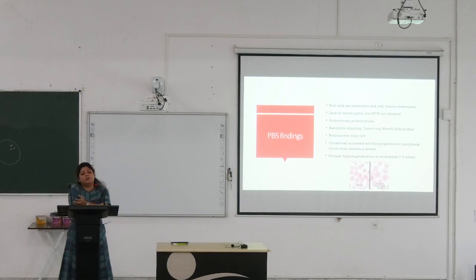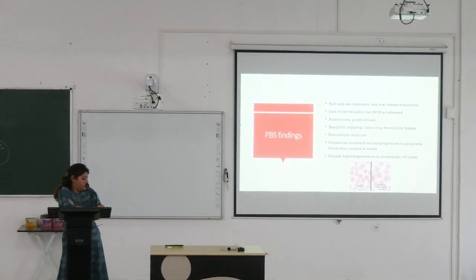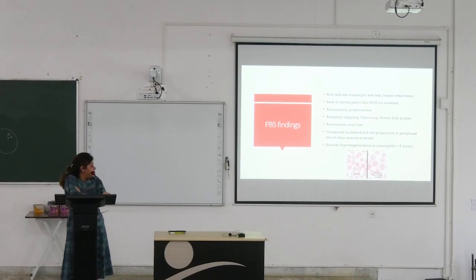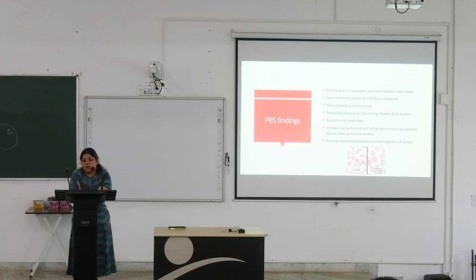Okay, apart from that, reticulocyte count will be low. Why? Why will the reticulocyte count be low? RBC production is low. Obviously, reticulocyte count is low. Okay, occasional nucleated red cell progenitors in peripheral blood when anemia is severe. Normally, we don't get nucleated RBCs in the peripheral blood. They may appear if the anemia is severe.